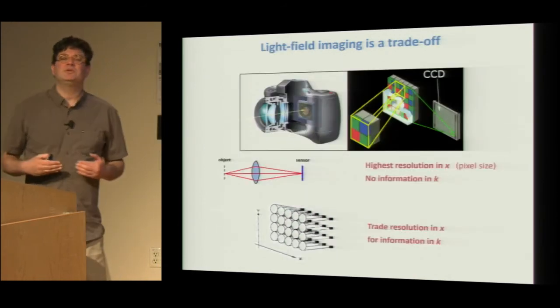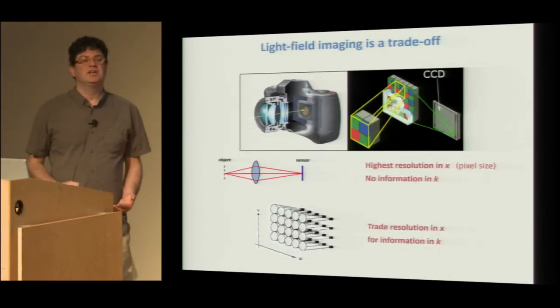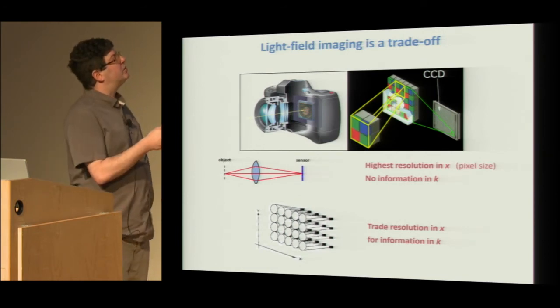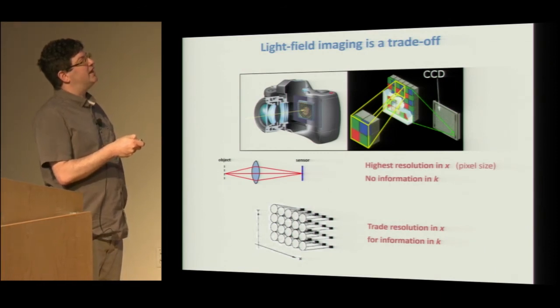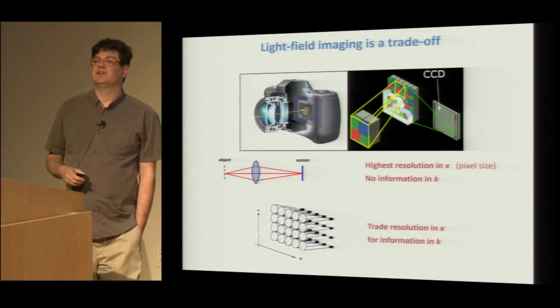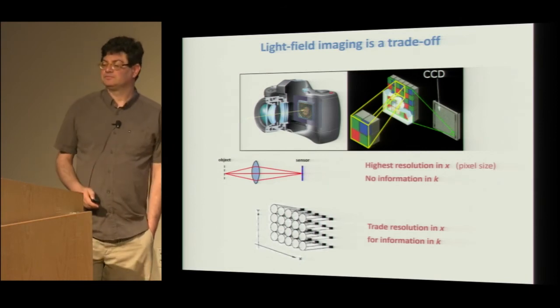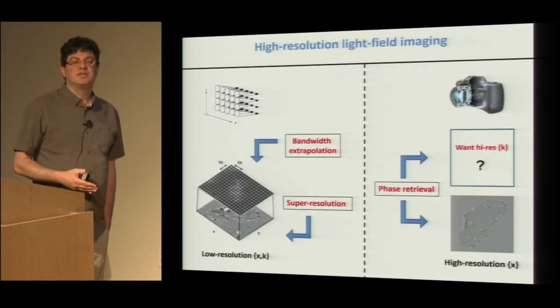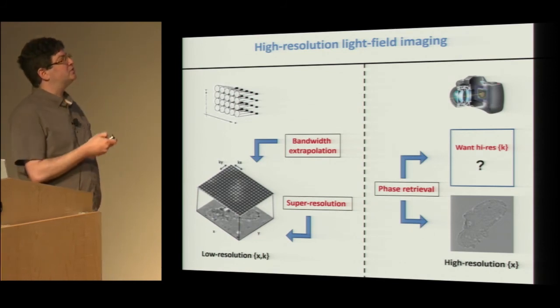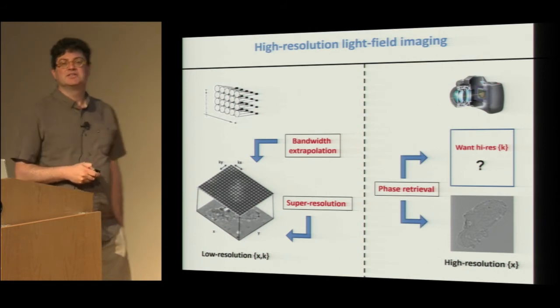Because essentially what you're doing is you're taking some pixel array, and instead of mapping all your points on your object to points, so you get just information in X, you're using some of those pixels to get angular information as well, right? So it's a compromise. And there have been many techniques to try and overcome this limit in resolution. For example, trying to expand the bandwidth over here, right, or super resolution techniques.